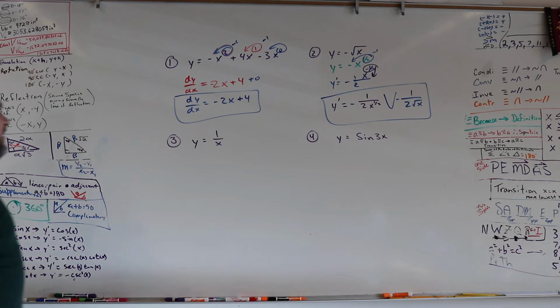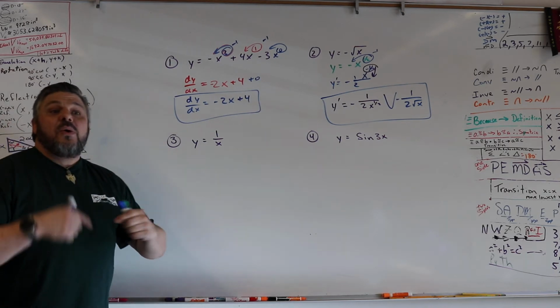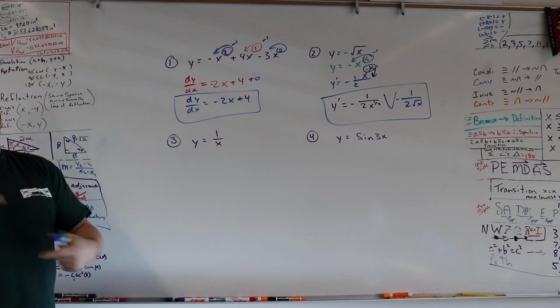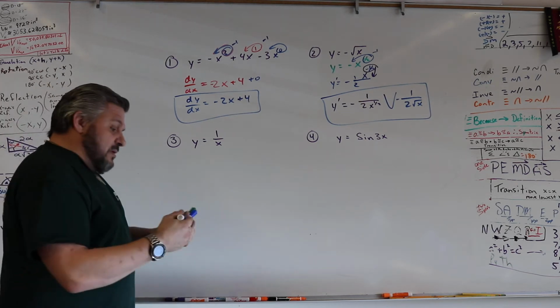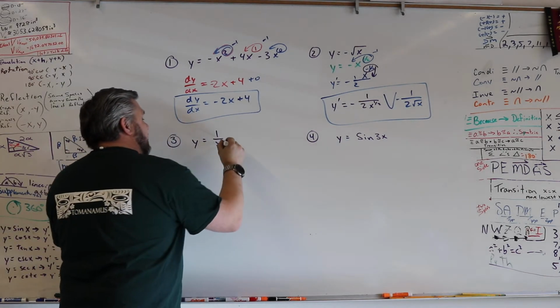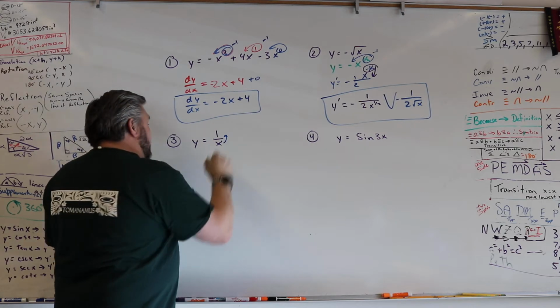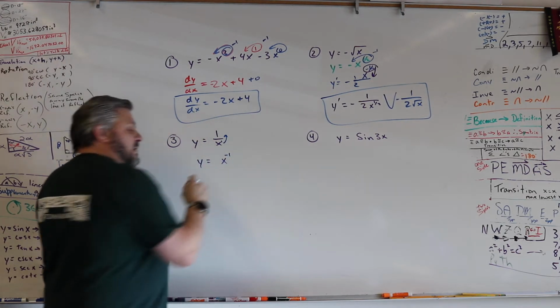Now, there's 2 ways to do this. You could use the quotient rule, which I haven't taught you yet. We're going to learn this this week. Or we can move it to the top. And if I move this exponent to the top, then what happens to the exponent? It becomes negative.